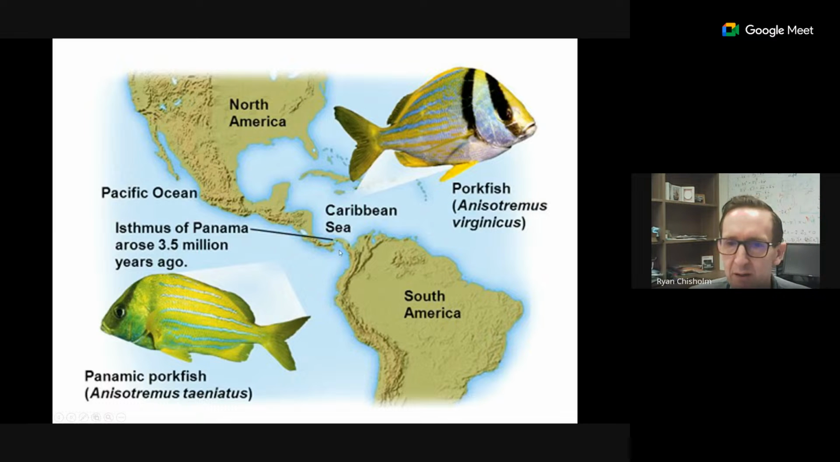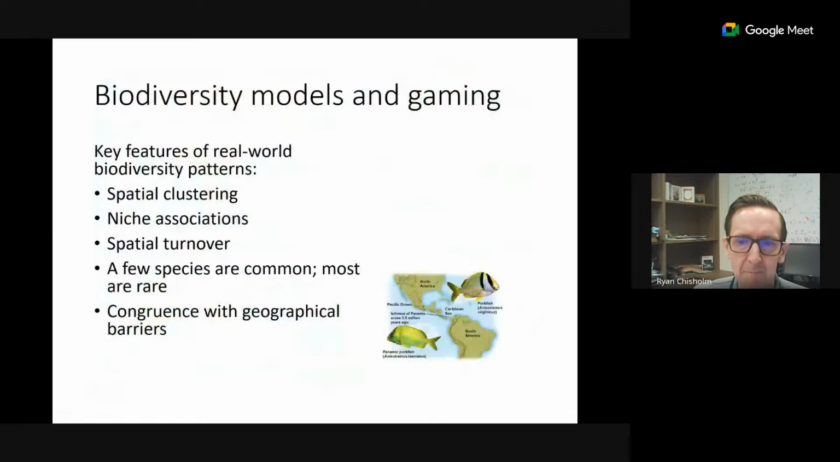And so you have a discontinuity in the biodiversity here. This isthmus of Panama acts as a barrier to dispersal. And so you observe different species on either side, even though the distance is quite short. And so that's something we might want to see in biodiversity simulations.